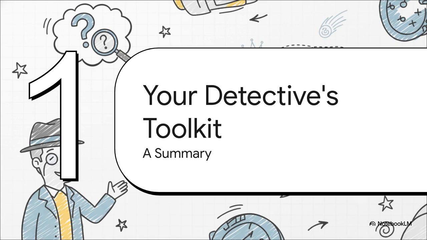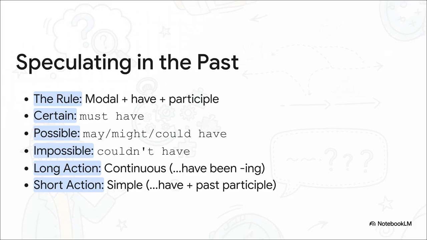Fantastic job cracking those cases. You've totally got the core principles down for speculating about the past. So let's do a quick summary of everything that's now in your new Grammar Detectives toolkit. And here it is, all laid out on one slide. The basic formula is always modal plus have plus the participle. You use must have for when you're certain, may, might, could have for when it's just a possibility, and couldn't have when something's impossible. And don't forget, use the continuous form for long actions and the simple form for short ones. This is your go-to guide.